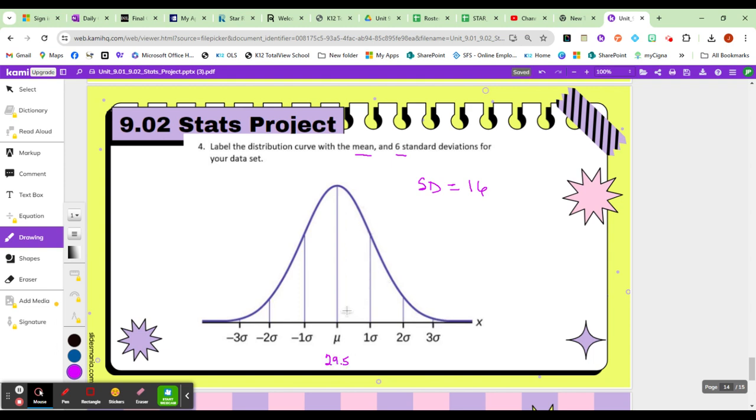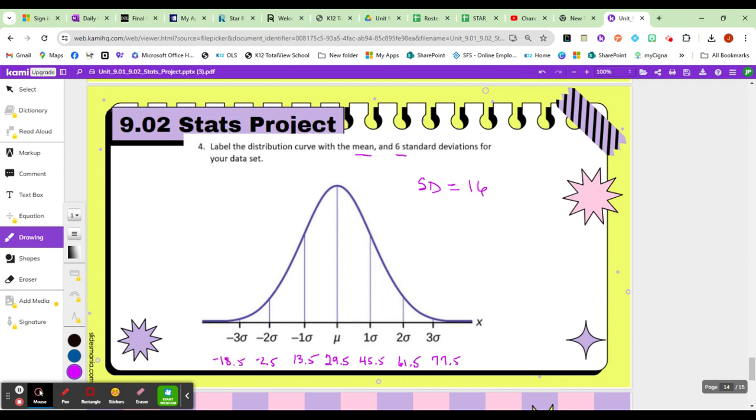And so as we move to the right, we're going to add 16, add 16, add 16. So 29.5 plus 16 is 45.5. 45.5 plus 16 is 61.5. And 61.5 plus 16 is 77.5. As we go to the left, we're going to subtract 16. So 29.5 minus 16 is 13.5. 13.5 minus 16 is negative 2.5, which really didn't make sense. We're talking about years, but you need to just follow the directions here. And then negative 2.5 minus 16 is negative 18.5.